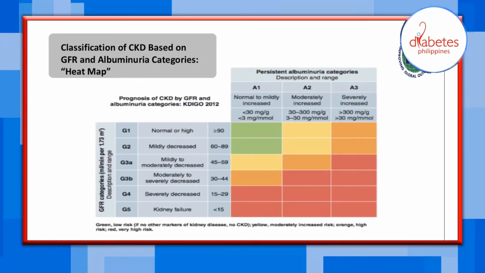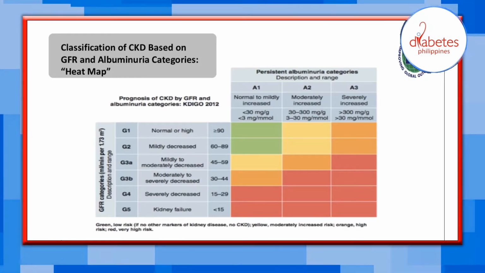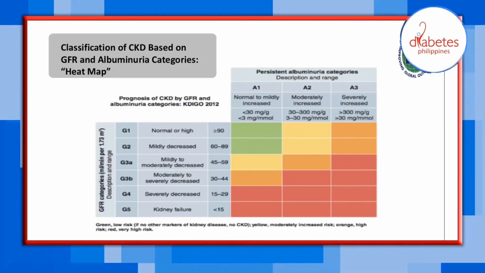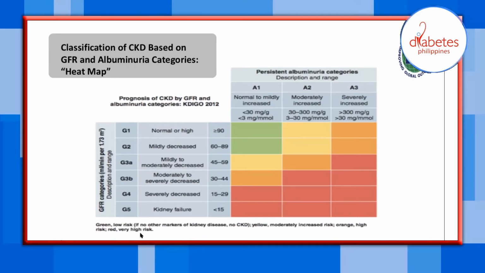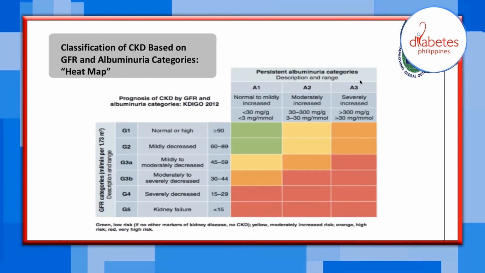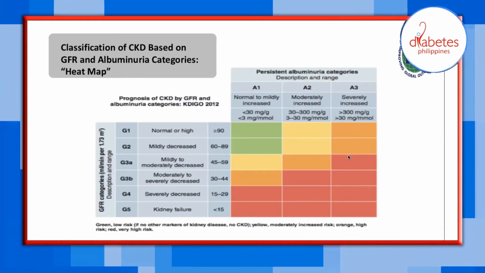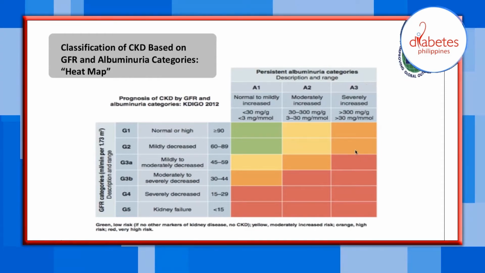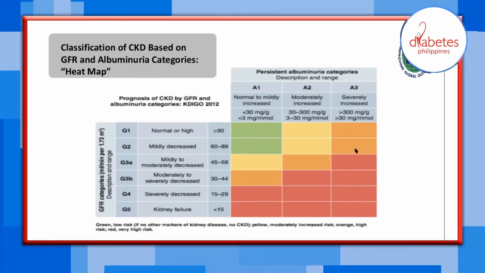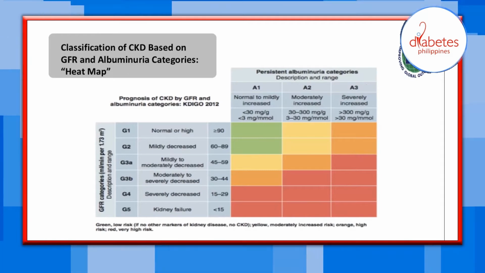So for our patient, your patient has a plus 3 protein with a urine protein creatinine ratio of 3.5. So that will place your patient under the category of A3. So we have to check for another laboratory marker, which is your creatinine, to be able to complete the classification.